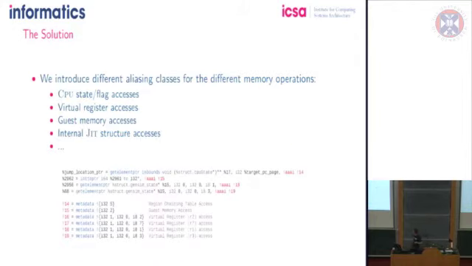And what we do in our metadata is encode this information and introduce different aliasing classes. We introduce an aliasing class for CPU state and flag accesses. Those are actually two separate classes. We introduce a class for virtual register access, guest memory access, and we also have some internal JIT state structures, which makes us even faster because we do clever things like region chaining and whatnot. These are all accesses to memory which we need to provide aliasing information about. And what we know is that no operations on pointers that exist in two different classes can possibly alias.